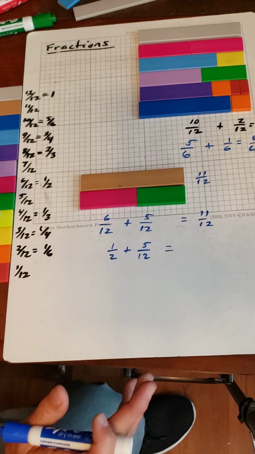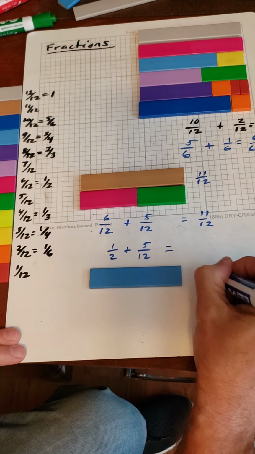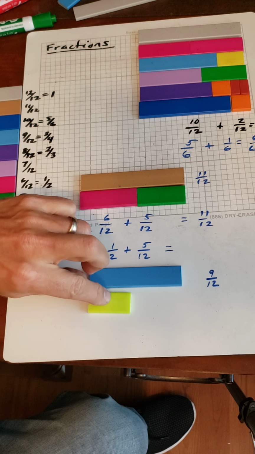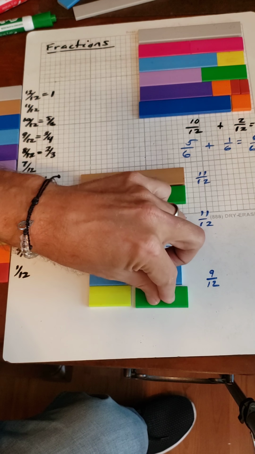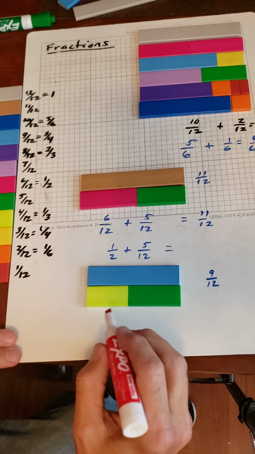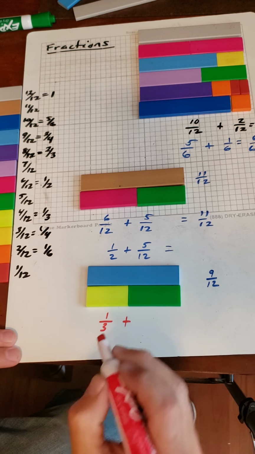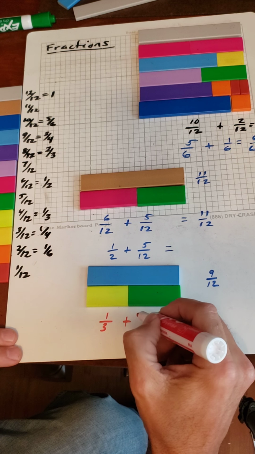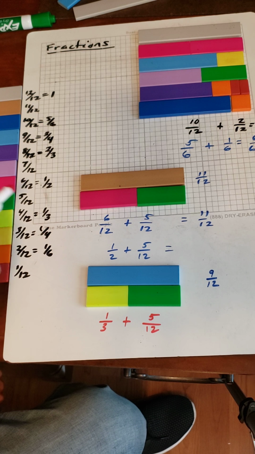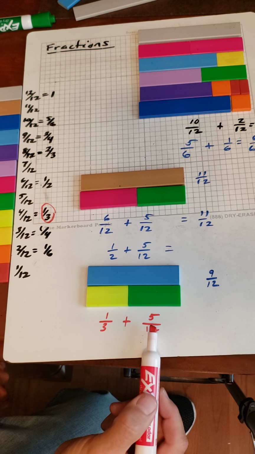So let's see, we have this one here, and that is 9/12. That's what that one's equal to. And I believe a neon and a green equal 9/12, equal the same length there. So the neon is 1/3 and the green is 5/12. So now what I did was I used the simplified fraction for it. So I used 1/3 for the neon and 5/12.